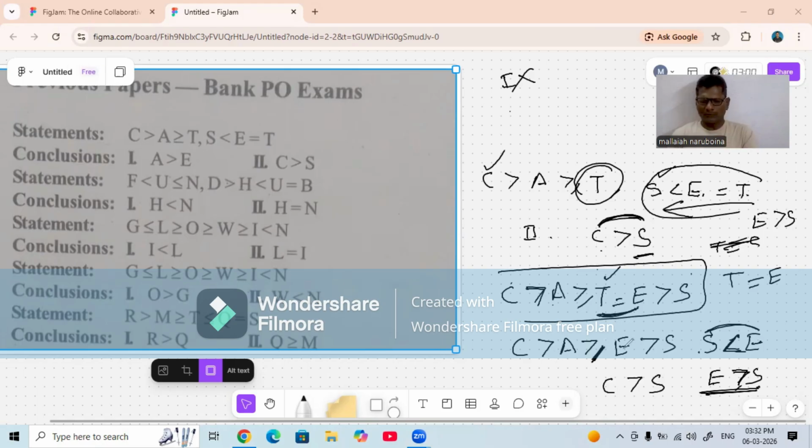If at all the places we have equal, then the equal symbol comes. So only one equal symbol means the equal symbol won't come. C greater than S. If you get confused, check that condition: X greater than Y greater than or equal to Z, then in that case X greater than Z is valid. Similarly this one. Just compare with the beginning statements I read. You can get a clear idea.